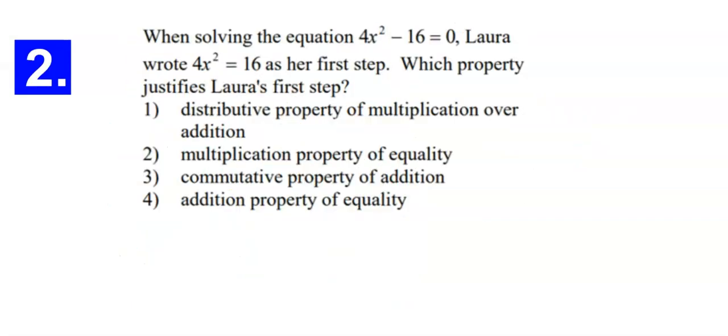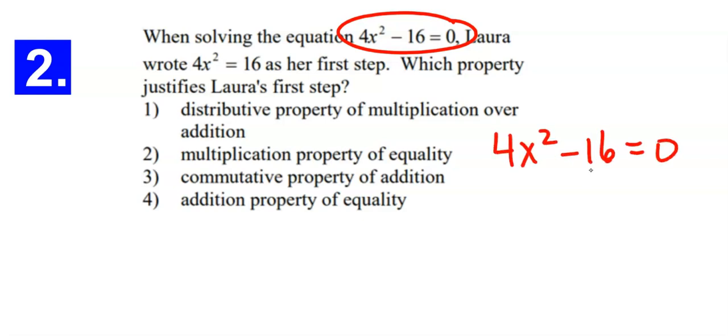Number 2. When solving this equation, Laura wrote this as her first step. Which property justifies Laura's first step? Well, if we start with 4x squared minus 16 equals 0, but then all of a sudden, in our next step, we have 4x squared equals 16, what happened? Well, it looks like the 16 is no longer on the left, but is over there on the right.